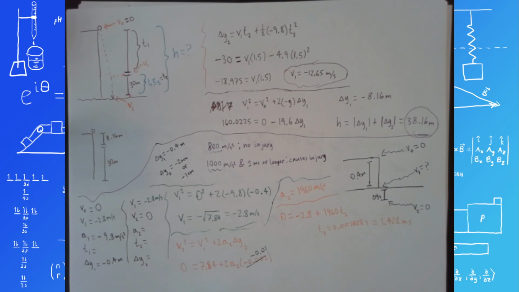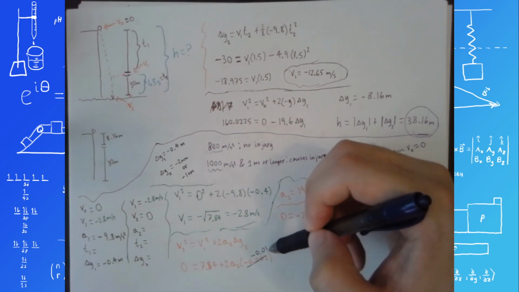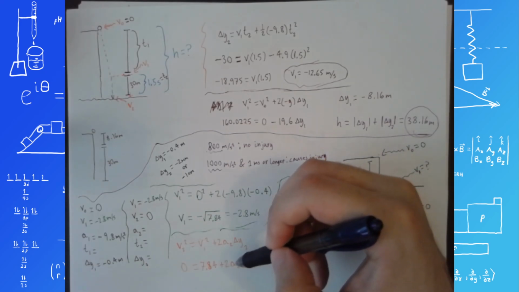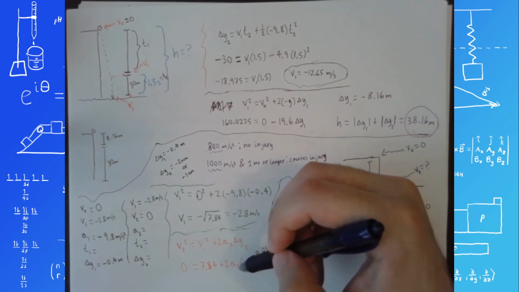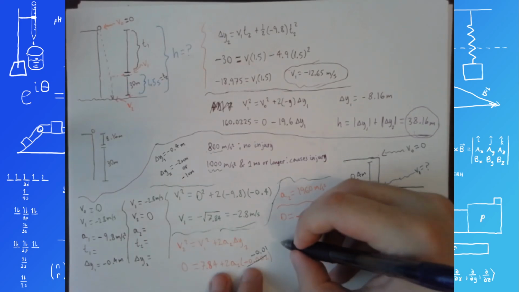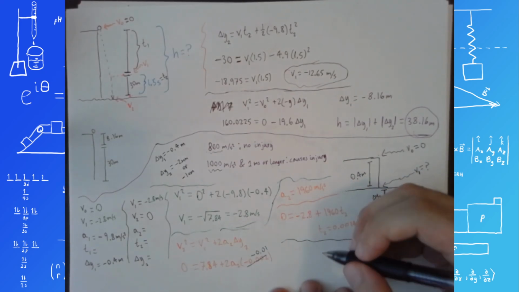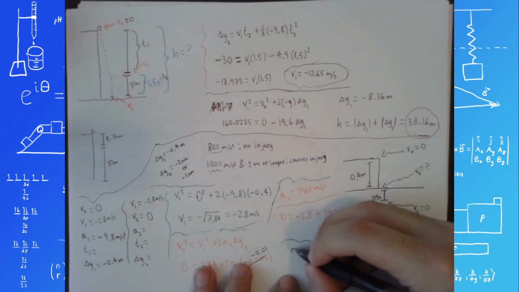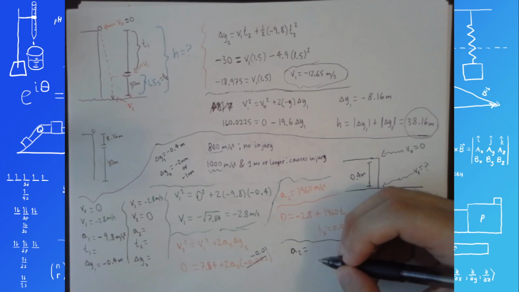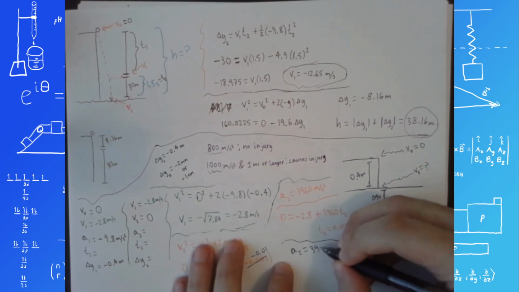And if I do that, then let's see. -0.01 times 2 is -0.02. Add 0.02 of A2 to both sides. And in the second version of the problem, in the carpet version, we get 7.84 divided by 0.02 gives me A2 is equal to 392 meters per second squared.